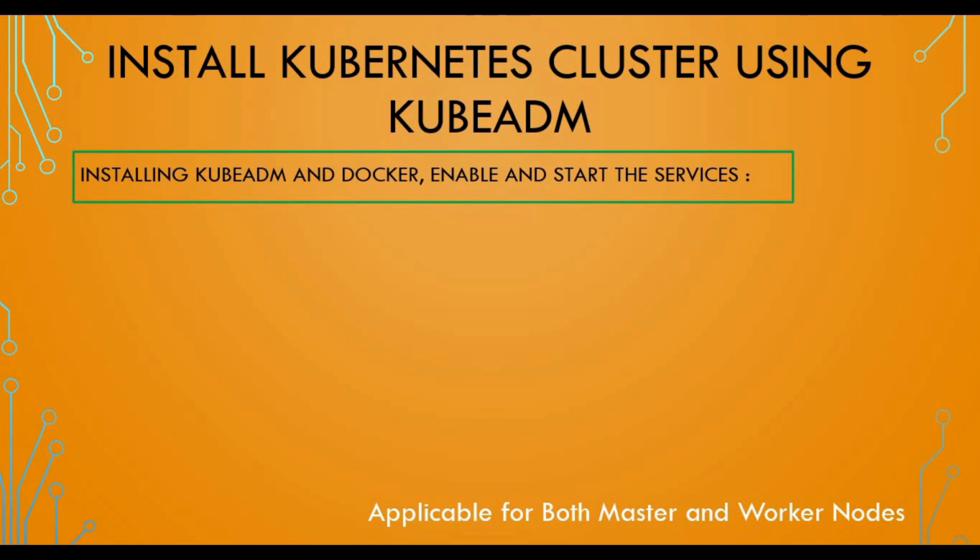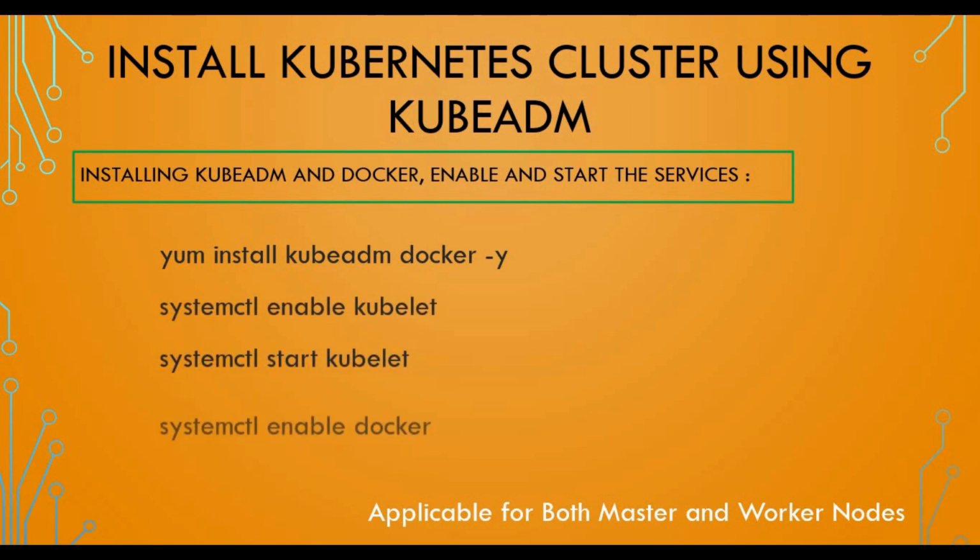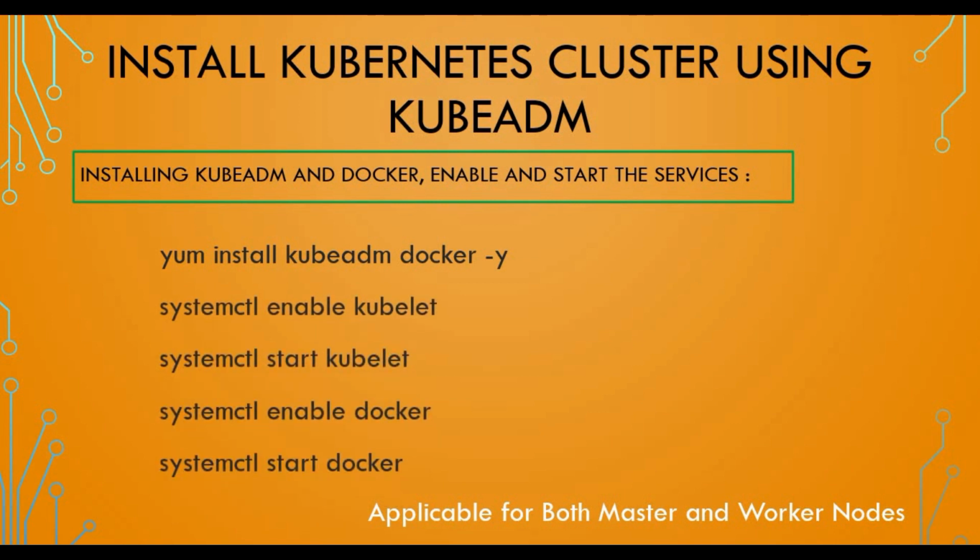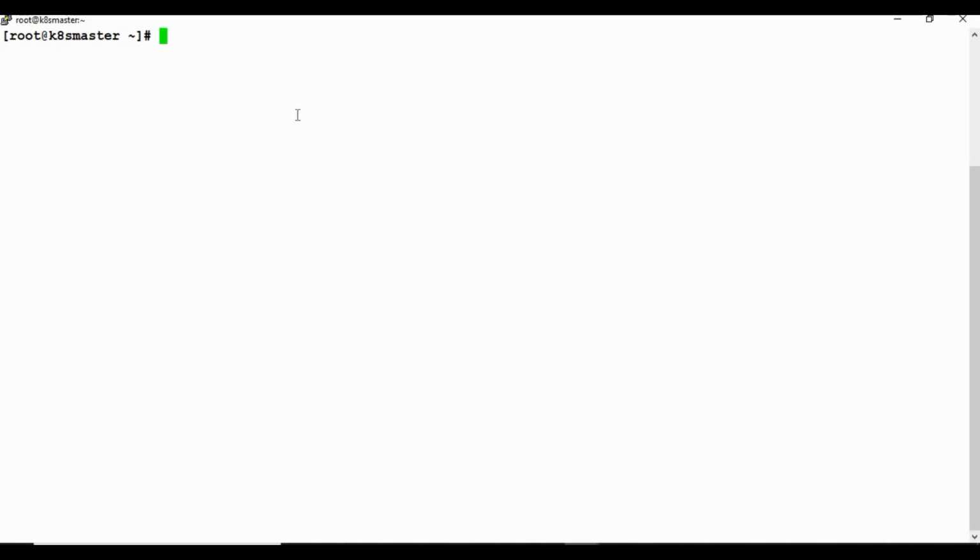Now the next step is to install kubeadm and Docker. Once the installation is completed, we need to enable and start the services for kubeadm and Docker as well. To do that, you will run the command yum install kubeadm docker -y, and also we will run the commands to enable kubeadm and Docker on the machine once we complete the installation. So let me run the command yum install kubeadm docker -y. Okay, so that's the command. Let me run this.